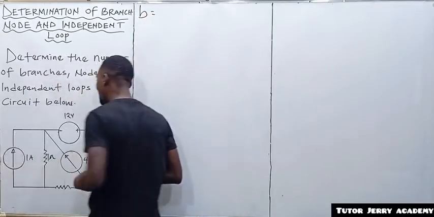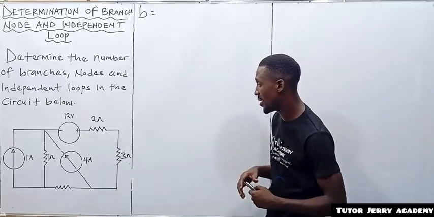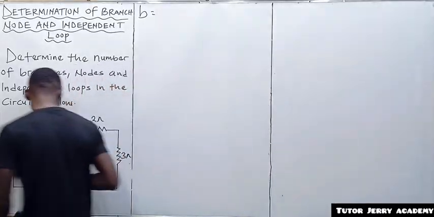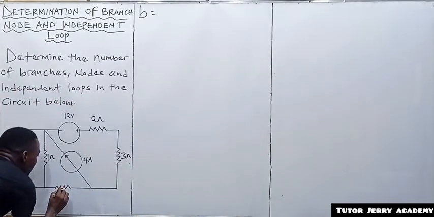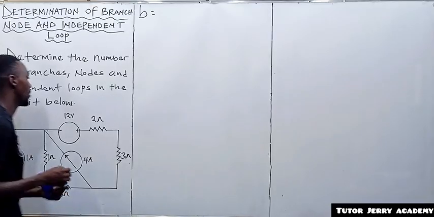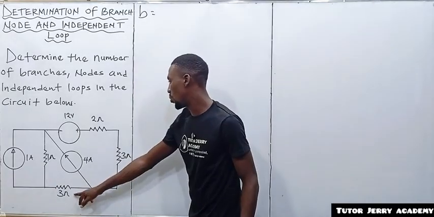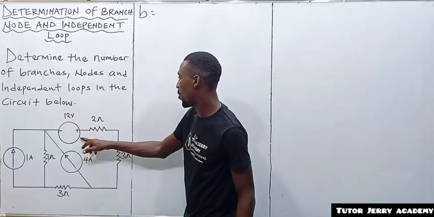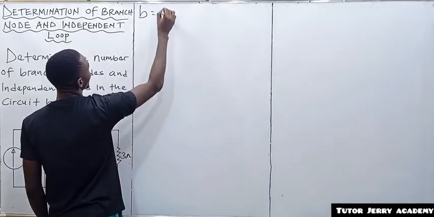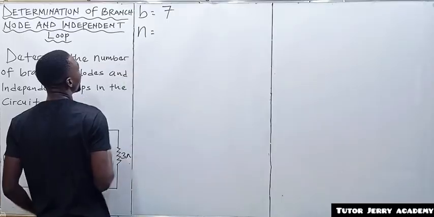All right, so how many branches does this circuit have? The number of branches that this circuit has is the number of elements that are present. Sorry, I think this one here is 3 ohms. All right, so if you count, we are having 1, 2, 3, 4, 5, 6, 7. So we have 7 branches. So let's look at the number of nodes.